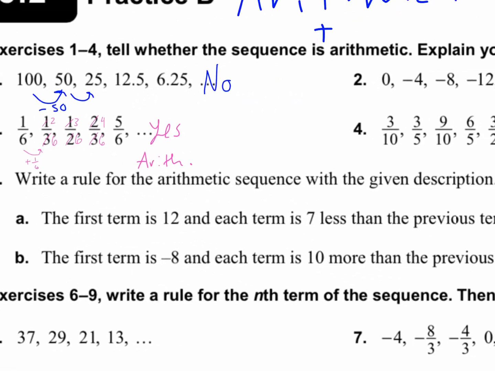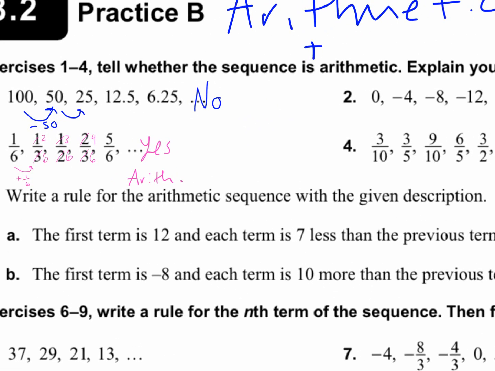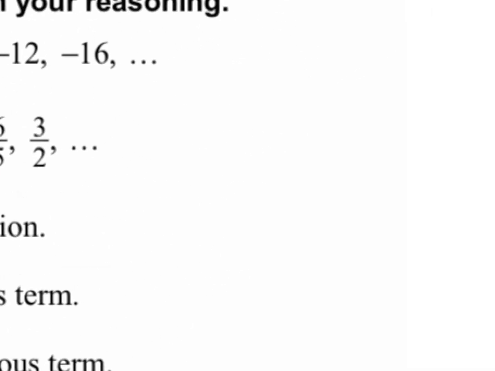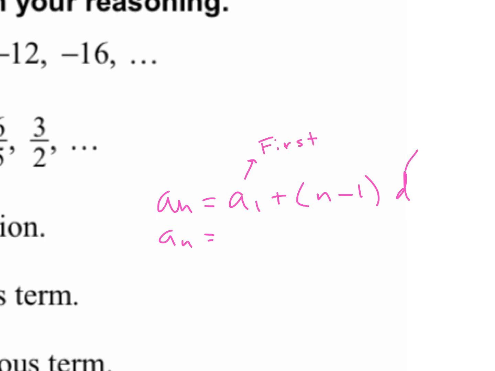Alright, let's look at 5a. So the first term is 12 and each term is 7 less than the previous term. So we use our formula a sub n is equal to a sub 1 plus n minus 1 times d. To find our general rule, we just have to plug in our a sub 1, which is our first term, and d, which is our common difference. So what's our first term? 12 plus n minus 1. What's our common difference? Negative 7. Perfect, because it says each one is 7 less than, so that makes it a -7.